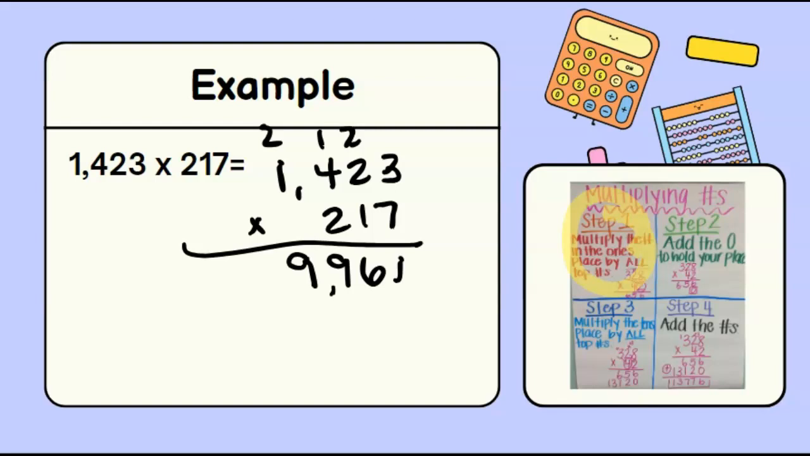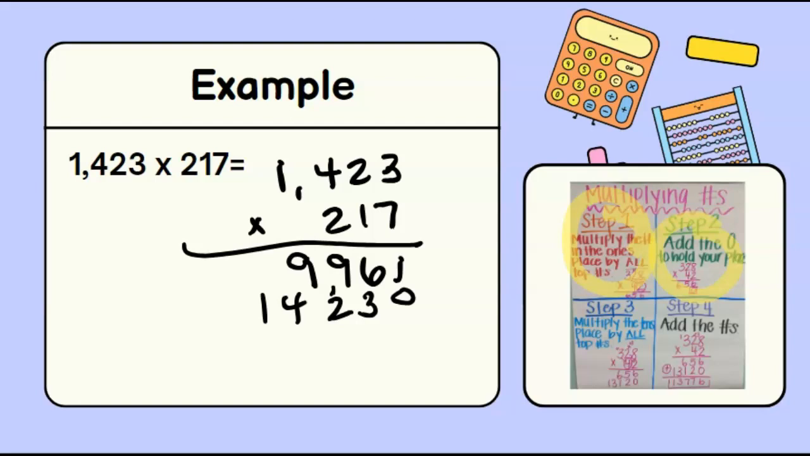I'm going to add my 0 as my placeholder. And then I'm going to multiply out my tens place. Since I have a 1, I know this is going to be simple multiplication. 1 times 3 is 3. 1 times 2 is 2. 1 times 4 is 4. And 1 times 1 is 1.